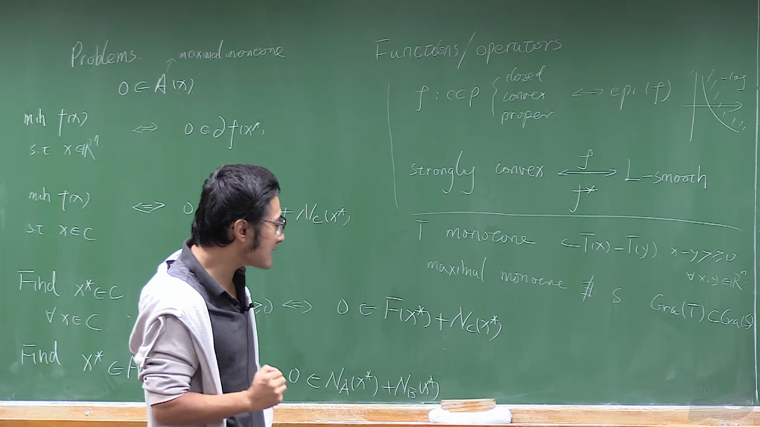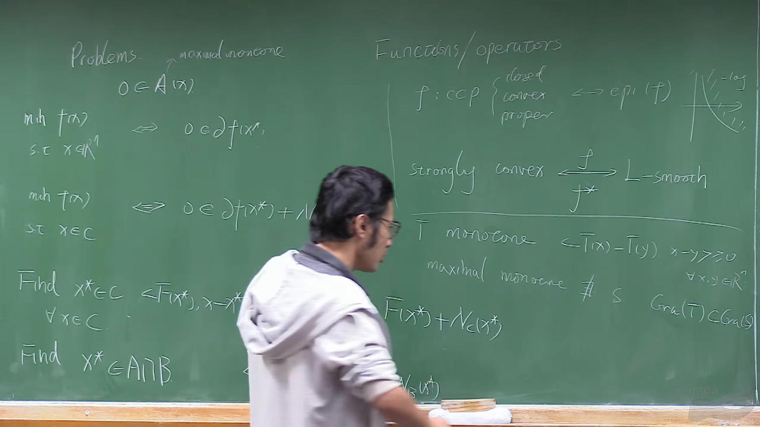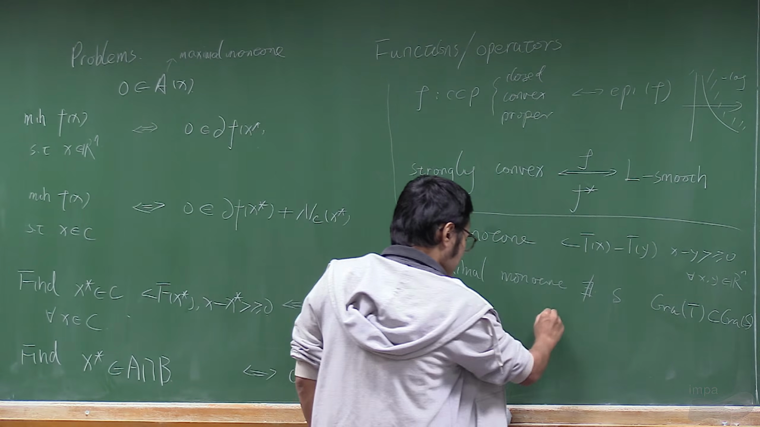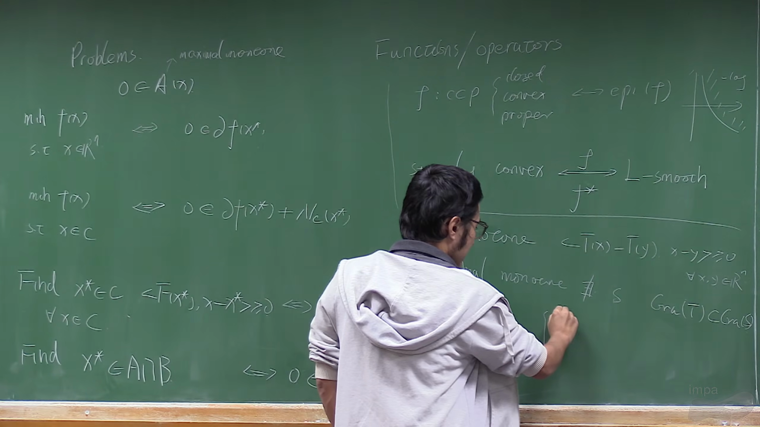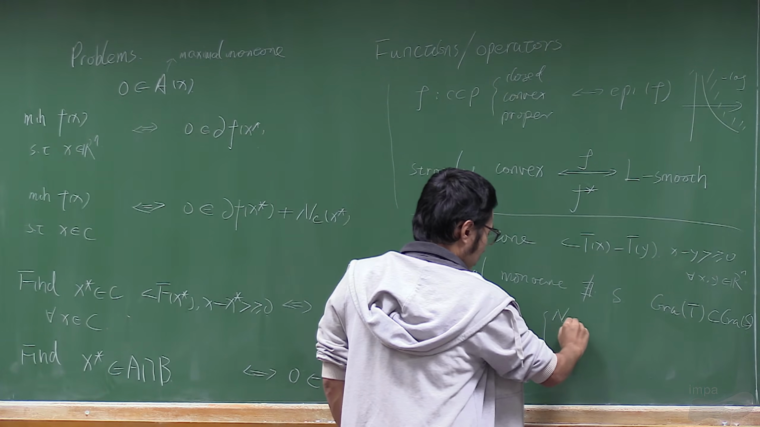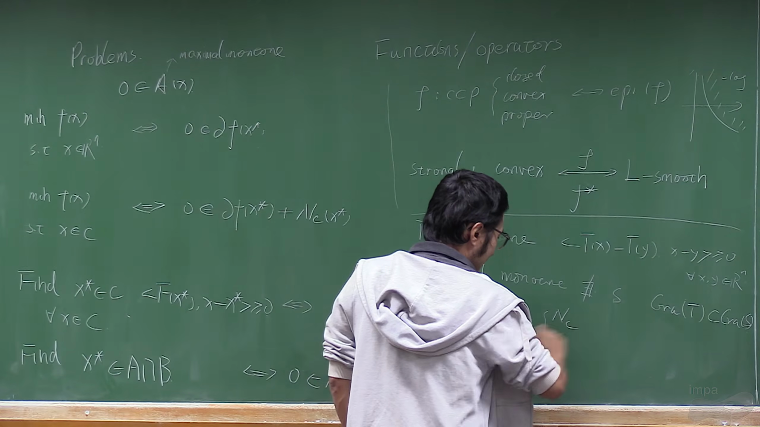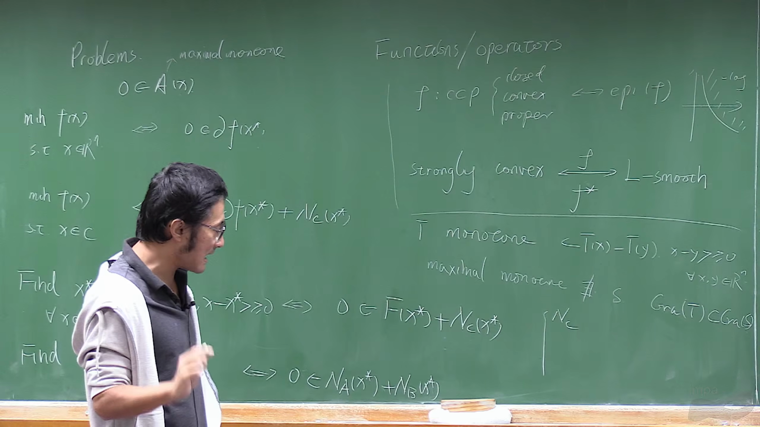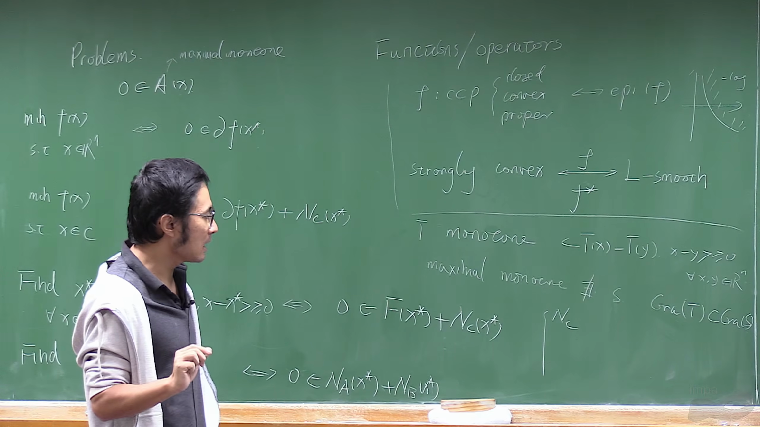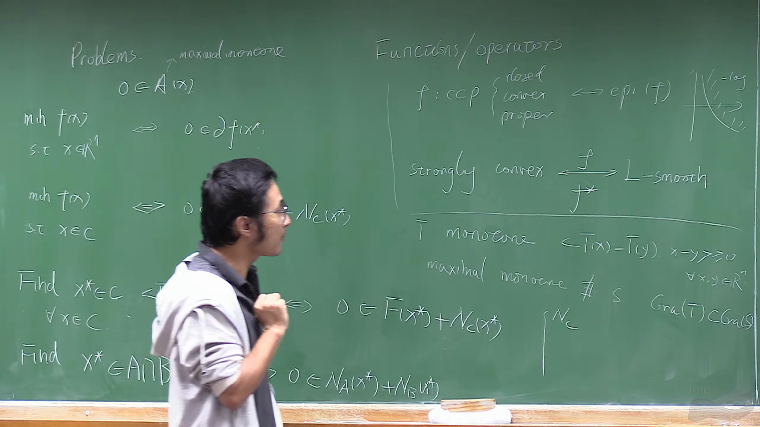We have some examples of maximal monotone operators. First, the normal cone with respect to C. The normal cone of a convex set is a maximal monotone operator.